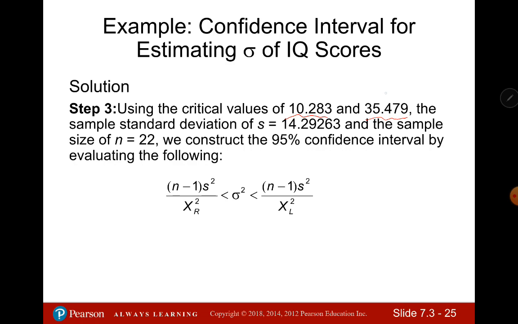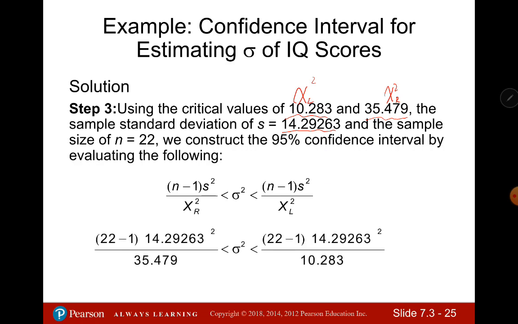So after we have two critical values, this is the chi-square right side, this is chi-square left side. Then we only need to plug into the formula. We know n minus 1, right? That's the 21. We also know the s, so we can find what's the s squared.